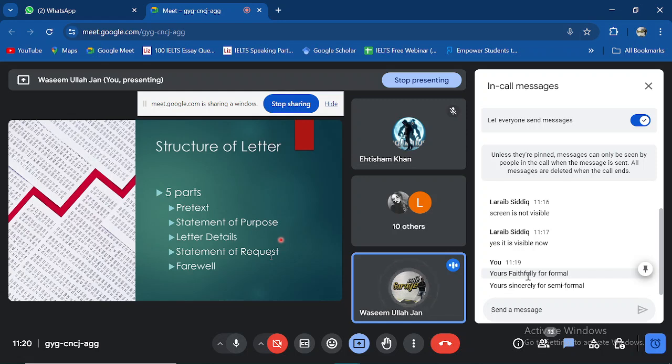Okay? It's not necessary that you write your own name. You can write anybody else's name or any hypothetical name as well, something which is very common.